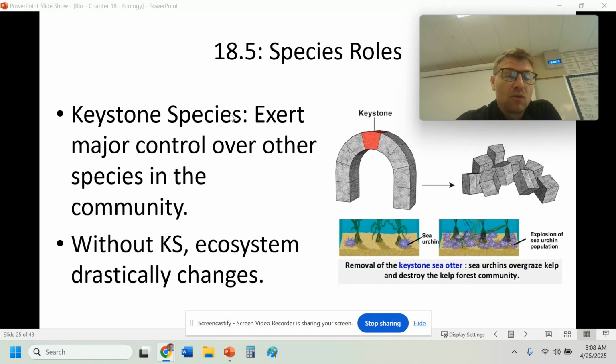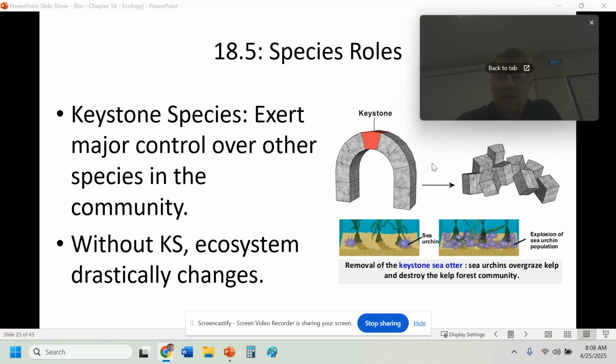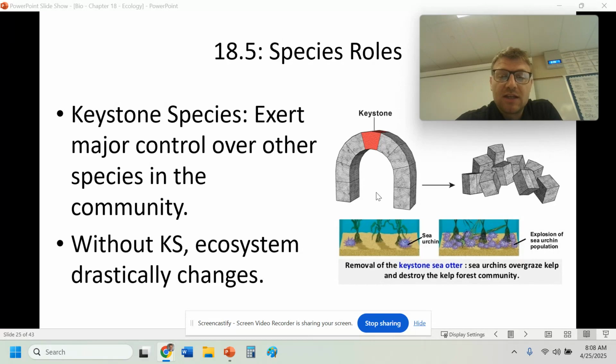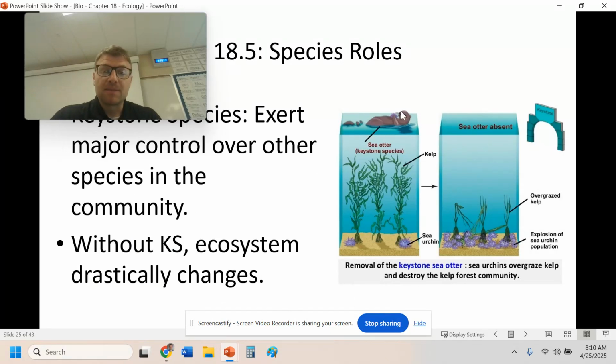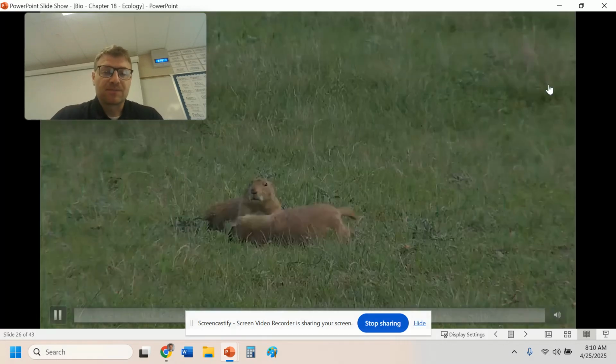When there's a keystone species, this is a species that exerts a major control over other species in a community. Without that keystone species, the community falls apart. This keystone here keeps everything together, and without it, the ecosystem is going to fall apart. In our example, sea otters eat the sea urchins, and the sea urchins eat the kelp of the environment. Without the sea otter, our keystone species, the sea urchins grow in population and then overeat the kelp, which drastically changes the whole ecosystem.